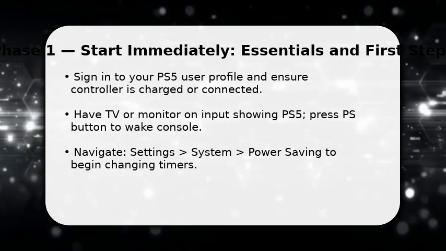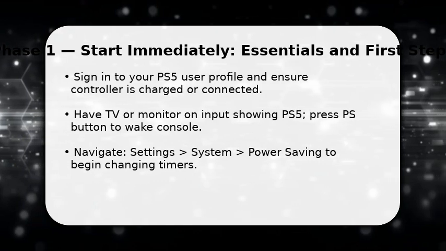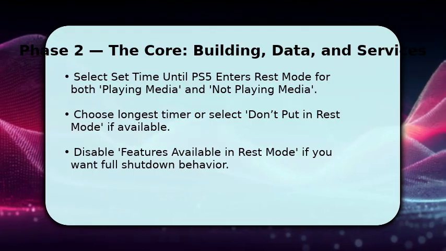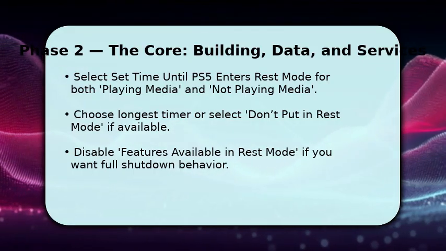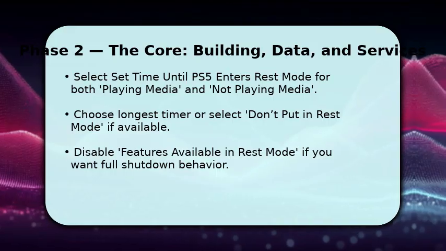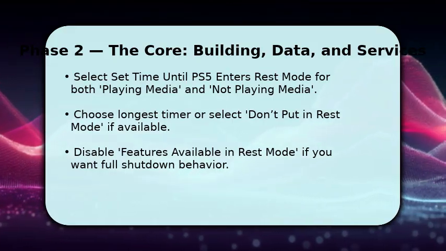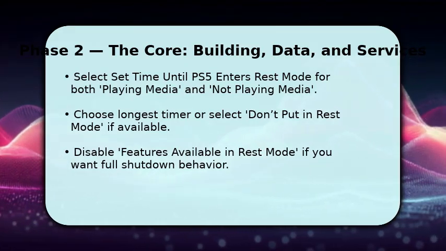From here, you'll change timer values and disable rest mode features, so the console won't automatically shift. Once in Power Saving, choose Set Time Until PS5 Enters Rest Mode and review both Playing Media and Not Playing Media options. Change each timer to the longest available setting or choose the option that effectively disables automatic rest, labeled like Don't Put in Rest Mode or Set to Off.